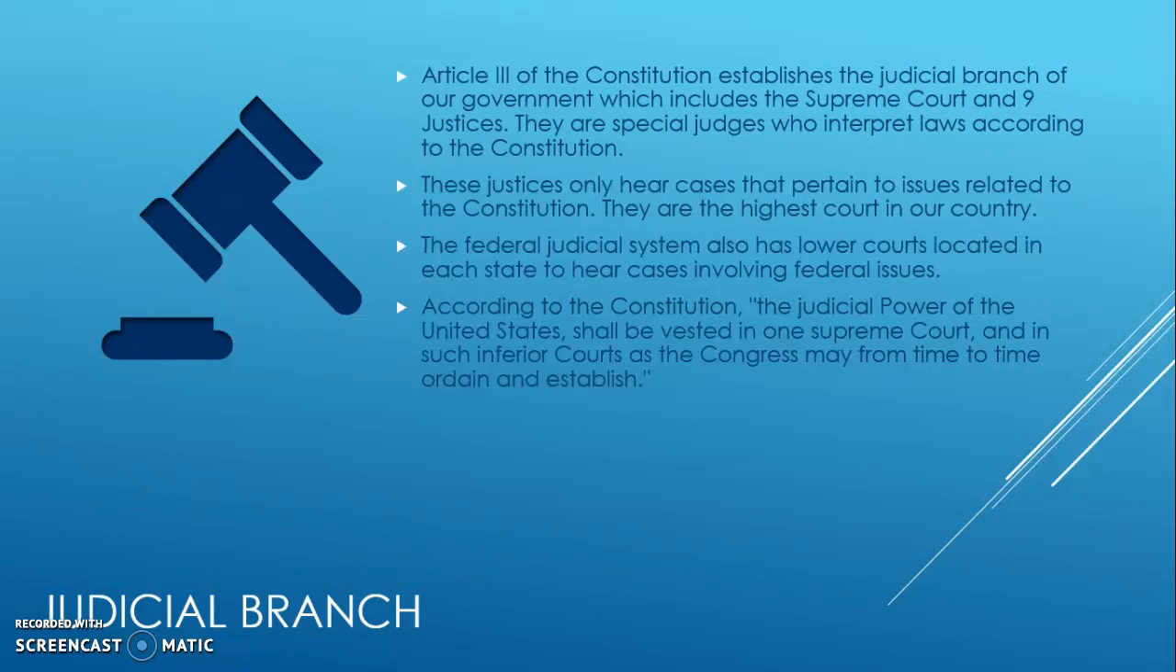The federal judicial system also has lower courts located in each state to hear cases involving federal issues. According to the Constitution, "The judicial power of the United States shall be vested in one Supreme Court and in such inferior courts as the Congress may from time to time ordain and establish."